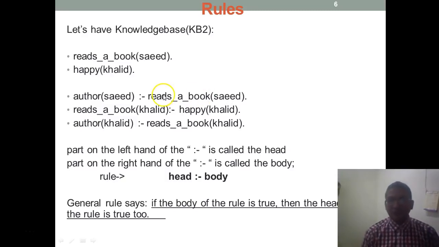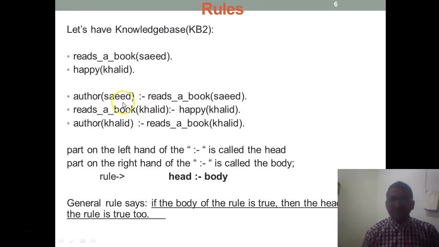So basically when we talk of a rule, we have two parts. One is the left hand side and one is the right hand side. The left hand side part is called the head of the rule. So if you look at this rule, this is the head, and the right hand side of this sign is called the body. The general rule says that if the body is true, then the head is assumed to be true.